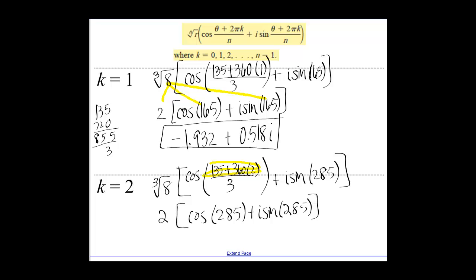So distribute that 2 to the first and second values. And I come up with 0.518 minus 1.932i. Box your final answer.